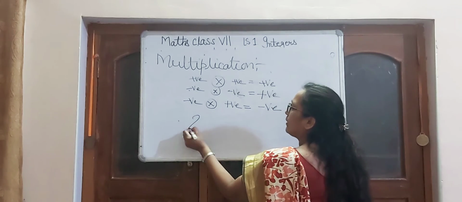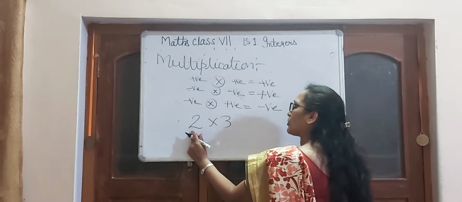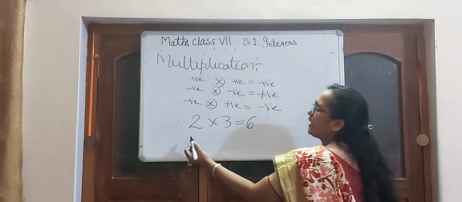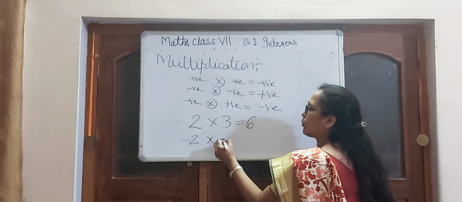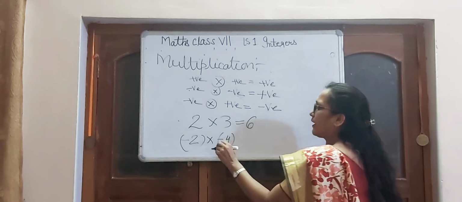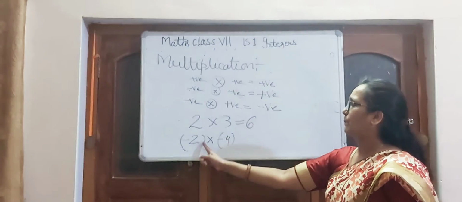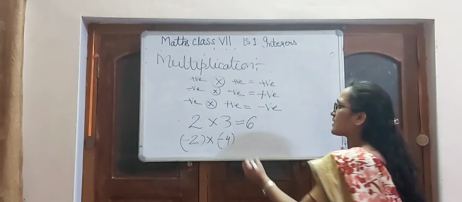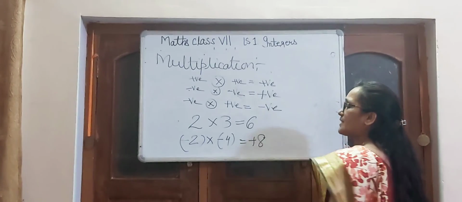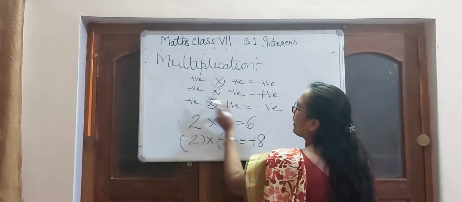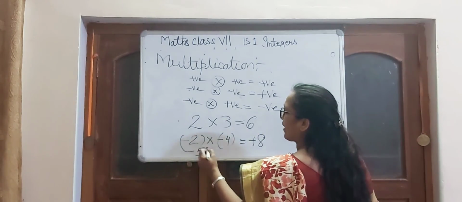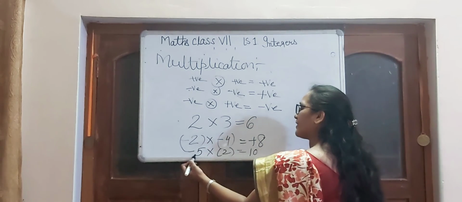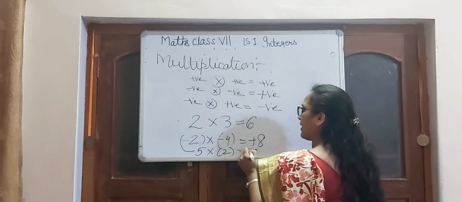For example, 2 into 3. 2 is a positive integer, 3 is a positive integer. So 2 3s are 6. See here, minus 2 into minus 4. Here two negative integers are multiplied, their answer is always positive. So minus minus plus, your answer is 8. One negative and one positive: minus 5 into 2. 5 2s are 10. Minus multiplied by plus is always minus.